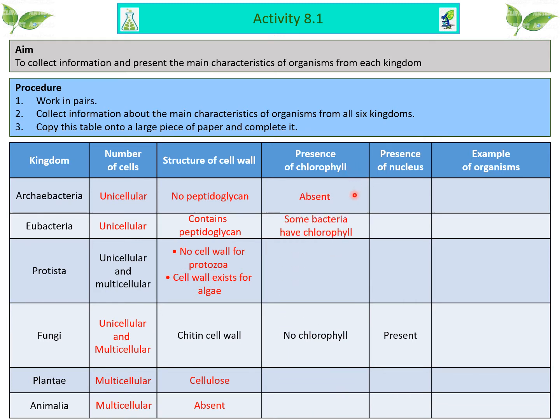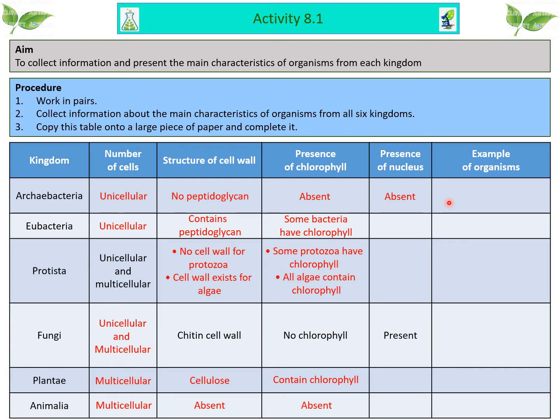And then presence of chlorophyll. Archaebacteria, absent. Eubacteria, some bacteria have chlorophyll. Protista, some protozoa have chlorophyll. All algae contain chlorophyll, so this means algae can carry out the process of photosynthesis, because they have chlorophyll pigments. And then fungi, no chlorophyll. Plantae contain chlorophyll, of course, because Plantae is a plant. Animalia, there is no chlorophyll.